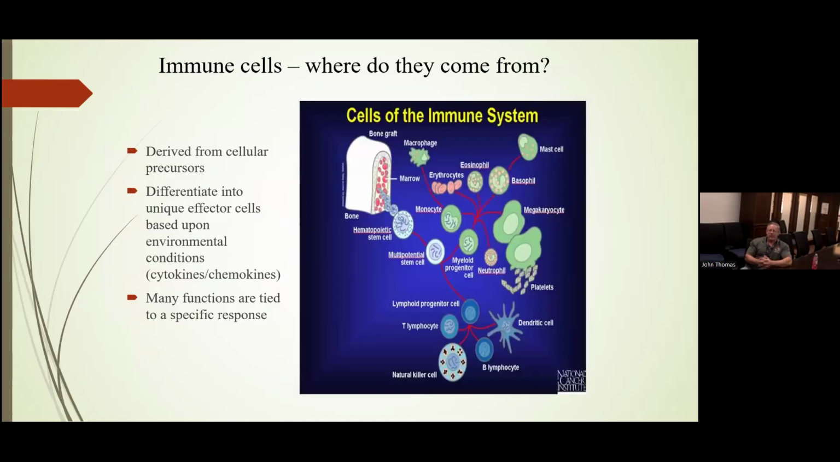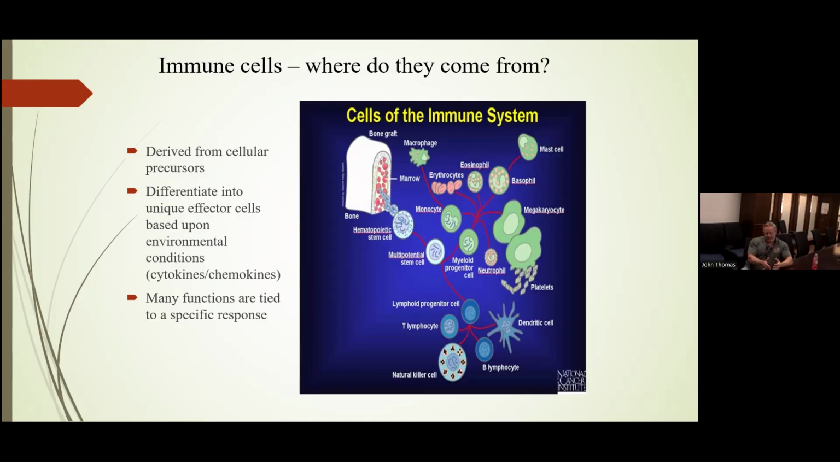So these cells of the immune system, where do they come from? Where are these components of the immune system that have this ability to be self-renewing? Where do they come from? Well, they're derived from cellular precursors. This is a very fancy way of saying that these cells of the immune system come from other cells that themselves come from the bone marrow.